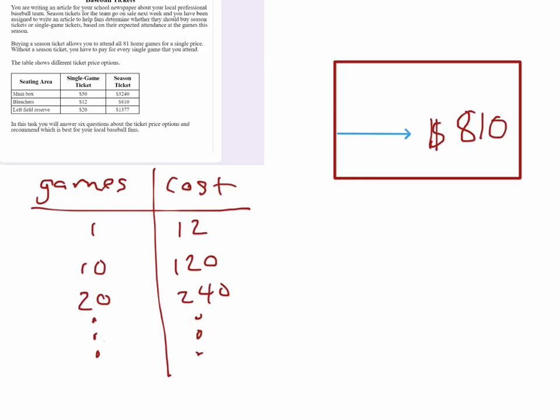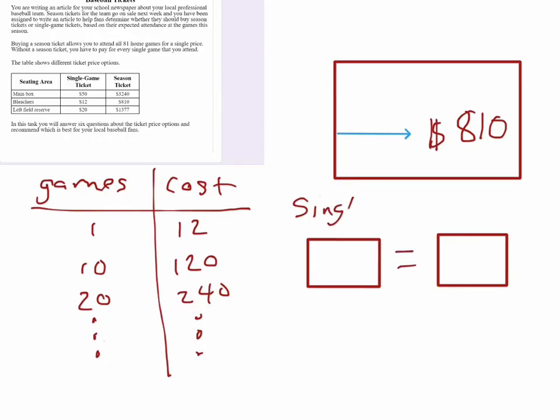Set single games equal to season. And then figure out how many games. You'd want X to be the number of games.